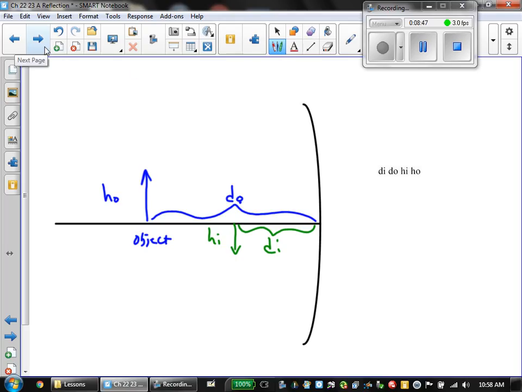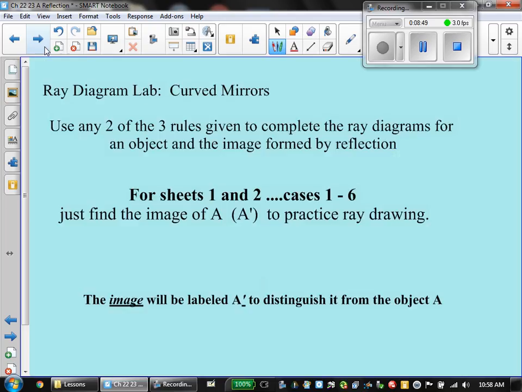Again, you should now try with pencil, use the rules I gave you, try to do the sheets that are downloadable as the Curve Mirror Lab. Try to form the image using any two of the three rules. Some of them are a little tricky. We'll go over them a little bit later. And try to label, find the image labeled A prime as opposed to A.